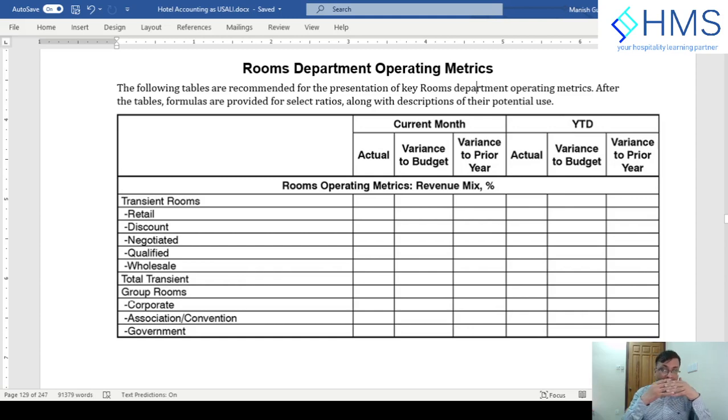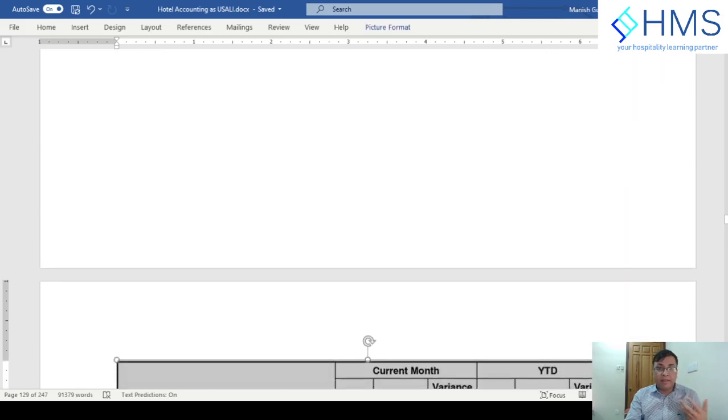Negotiated, you may have corporate A, corporate B, corporate C. Qualified, you may have staff, government, or whatever. Wholesale, you may have negotiated, and wholesale non-negotiated, meaning the travel agent is selling it with the commission for the marketing agencies. Then you have the groups also, again corporate, maybe with rooms, without rooms, associations, maybe by the type of association, government, and other.